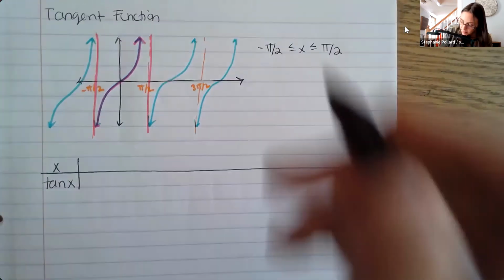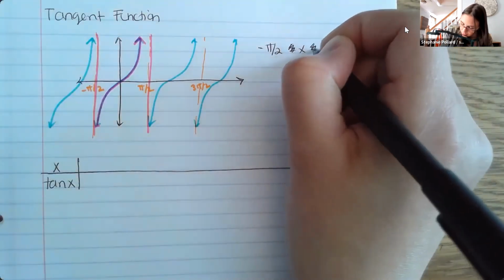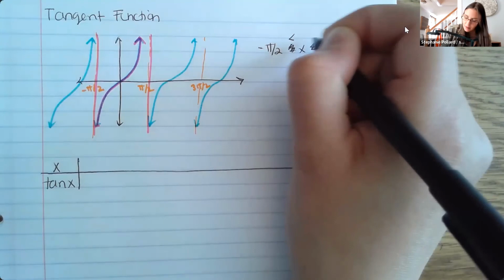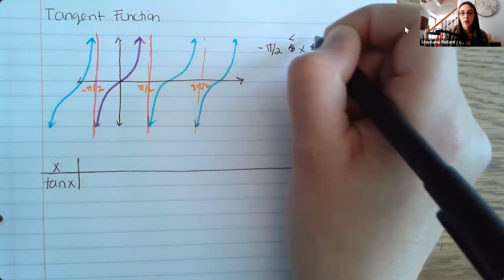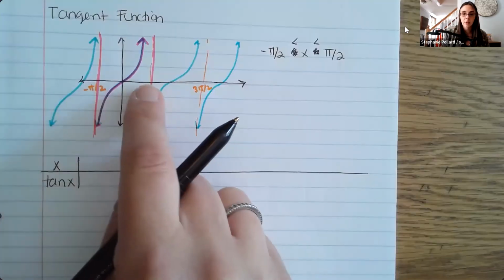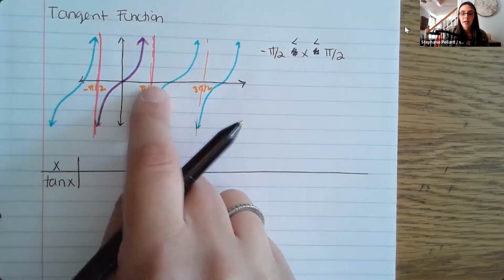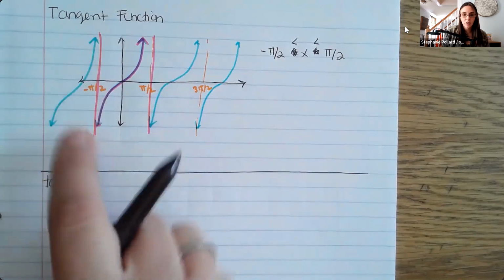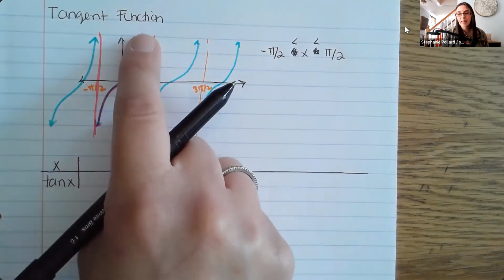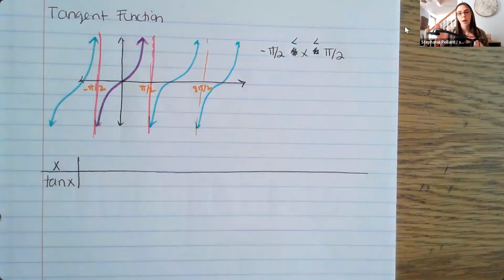And actually, I made a little mistake here. These should be strict less than signs. Sorry about that, because the graph doesn't actually touch negative pi over 2 or positive pi over 2, right? Because you have those asymptotes here, we're not actually touching those values. So technically, we're strictly less than pi over 2 and strictly greater than negative pi over 2.